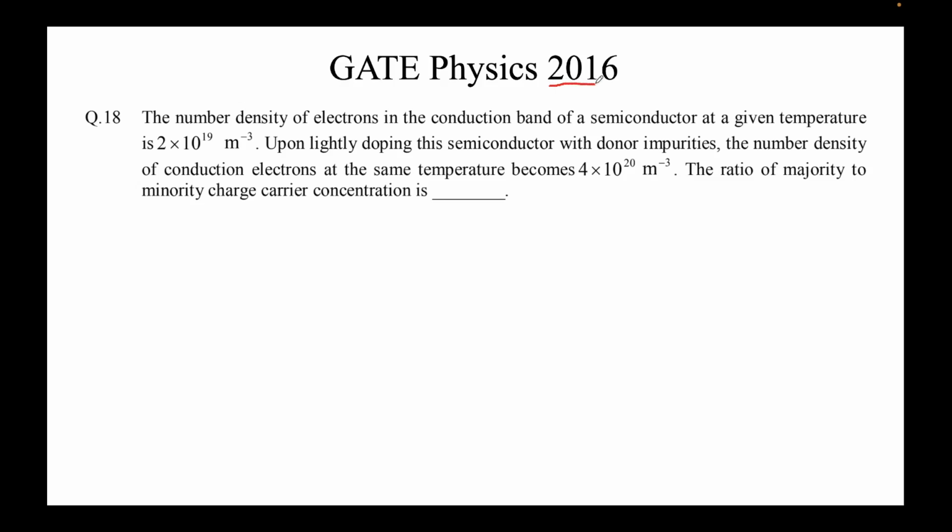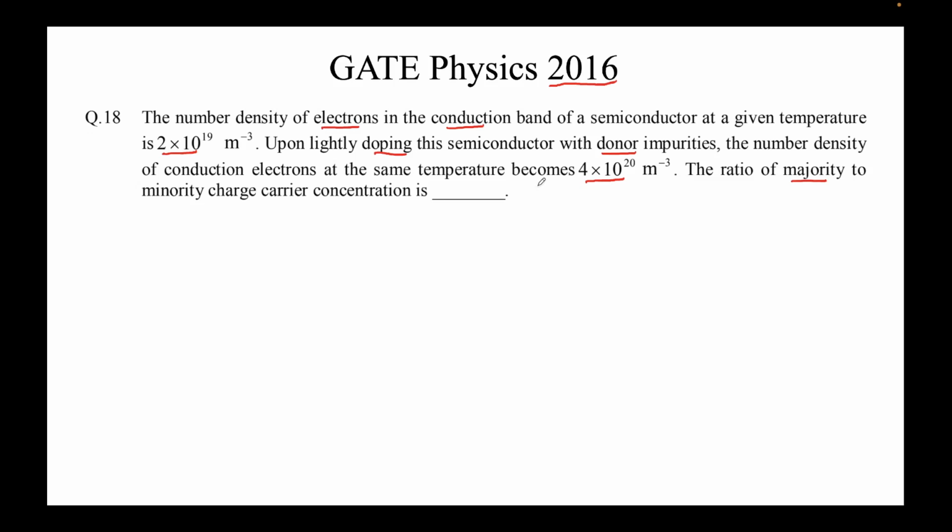Problem statement from GATE Physics 2016 paper reads as follows. The number density of electrons in the conduction band of a semiconductor at a given temperature is 2 into 10 to the power 19 per meter cube. Upon lightly doping this semiconductor with donor impurities, the number density of conduction electrons at the same temperature becomes 4 into 10 to the 20 per meter cube. The ratio of majority to minority charge carrier concentration is.